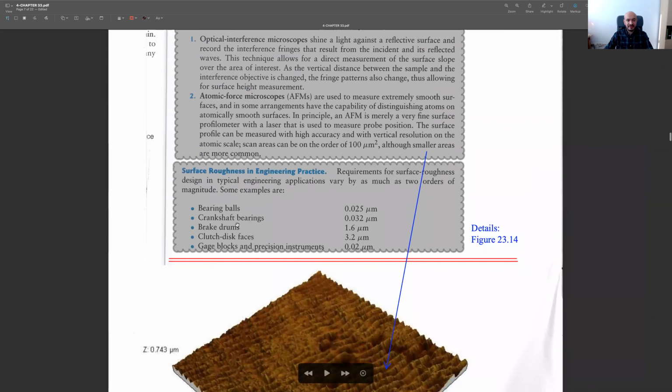And here you see some typical surface roughness values of different mechanical products. For instance, the balls and the bearings have higher surface quality. Their surface roughness values are usually around 25 nanometers. But if you look at, let's say, clutch disk faces, it's usually around 3.2 micrometers. Again, we have low values for the bearings, but higher values for some typical mechanical products.